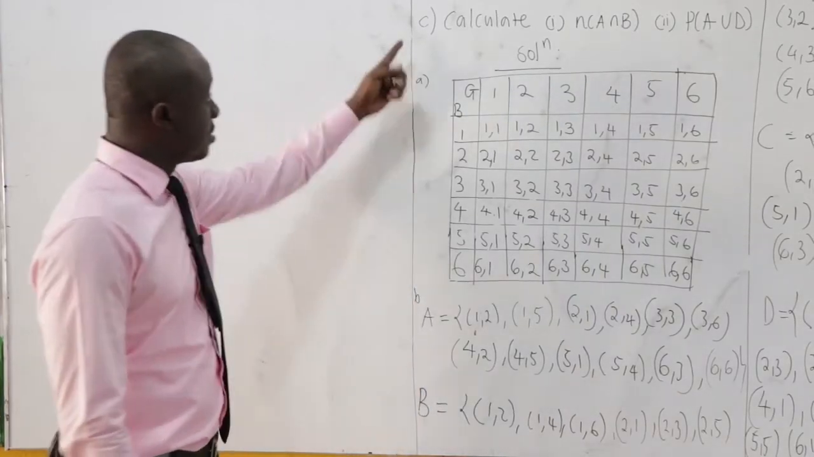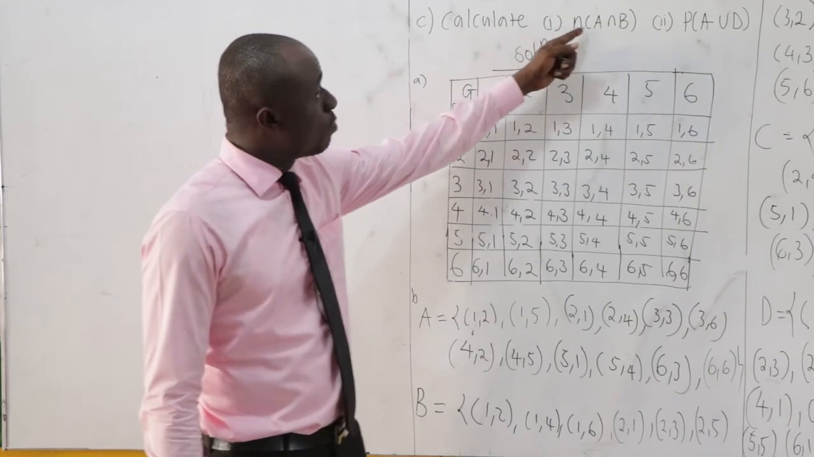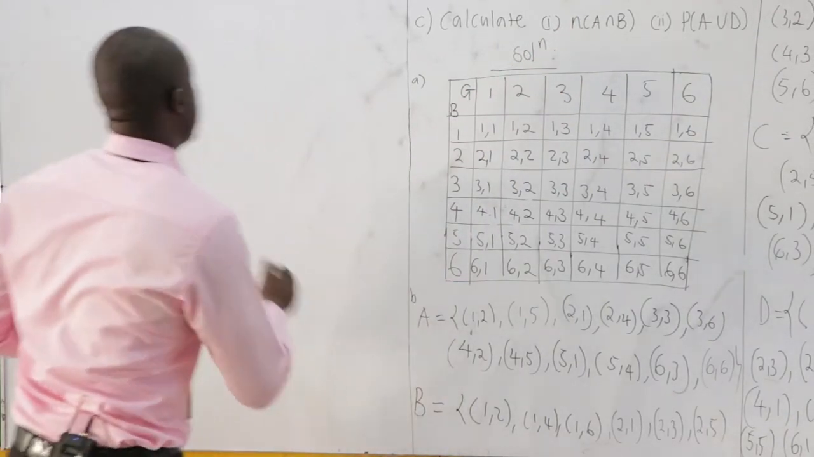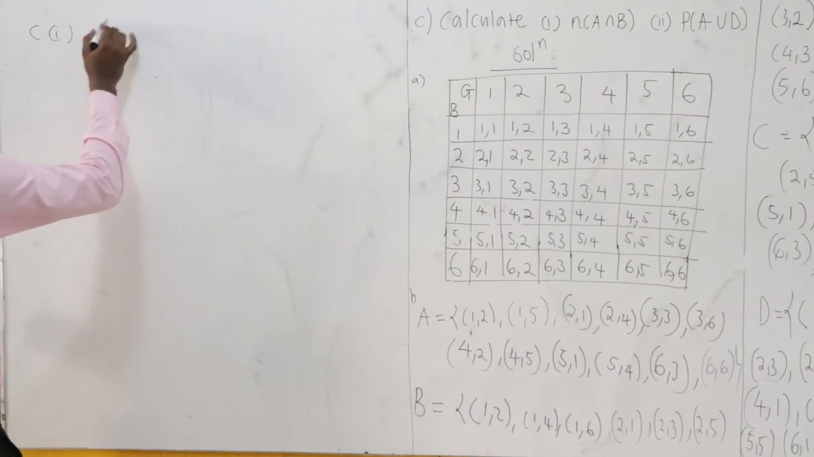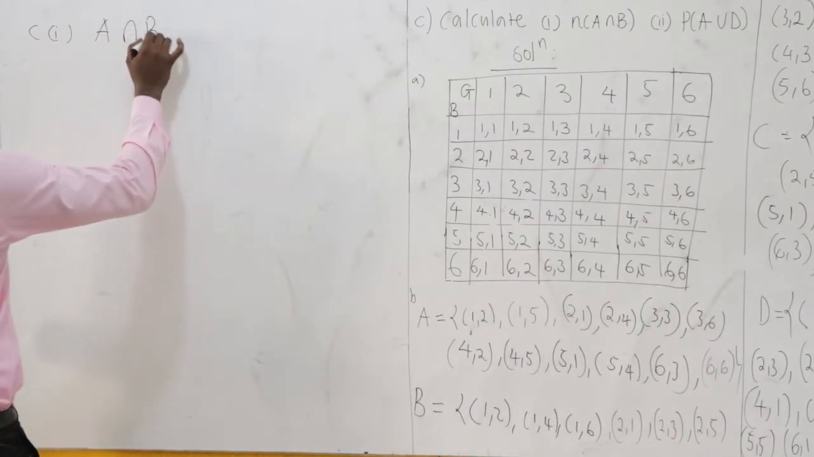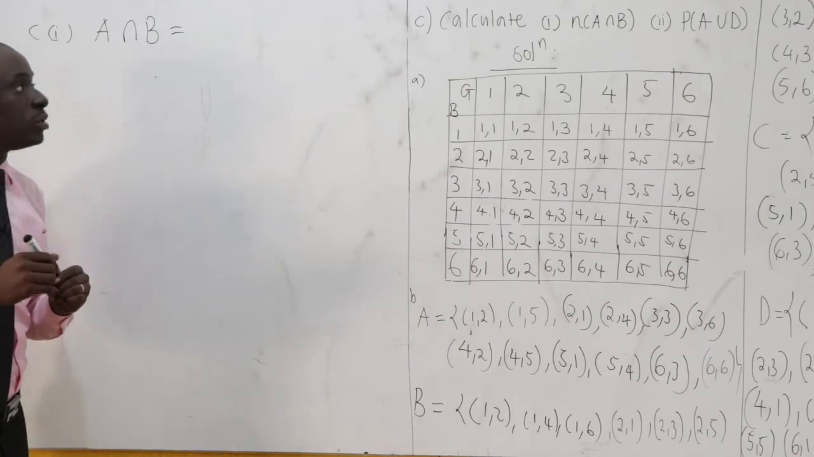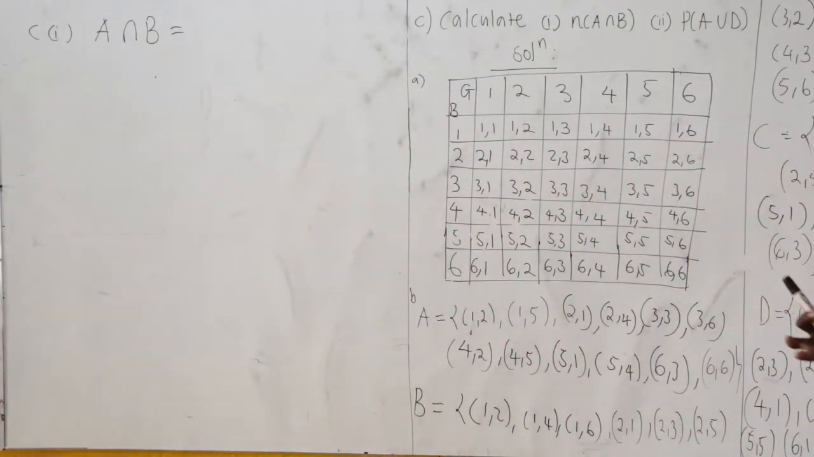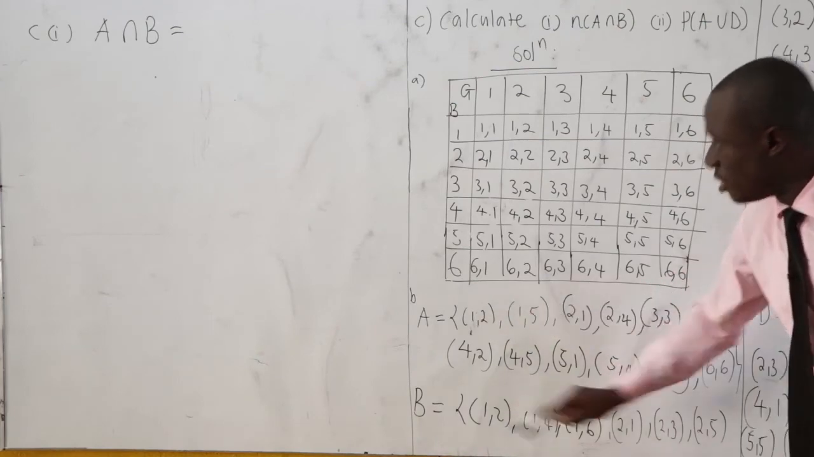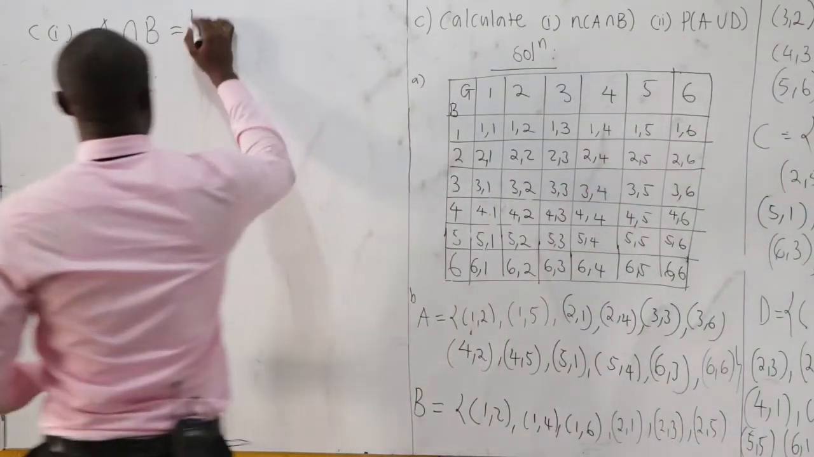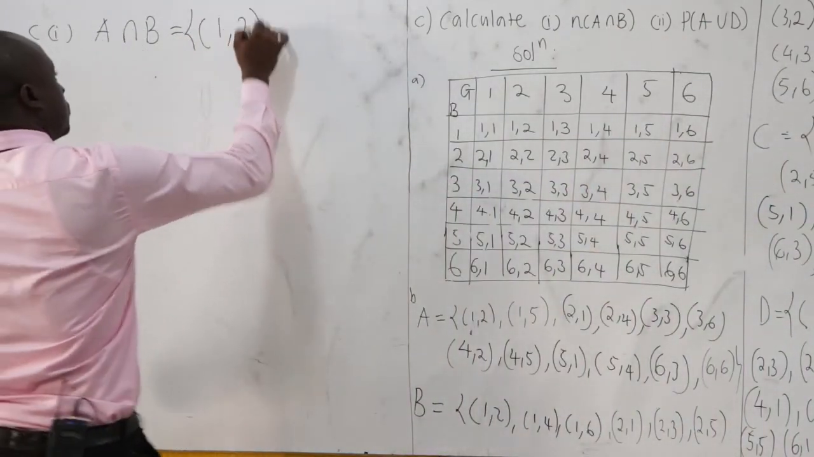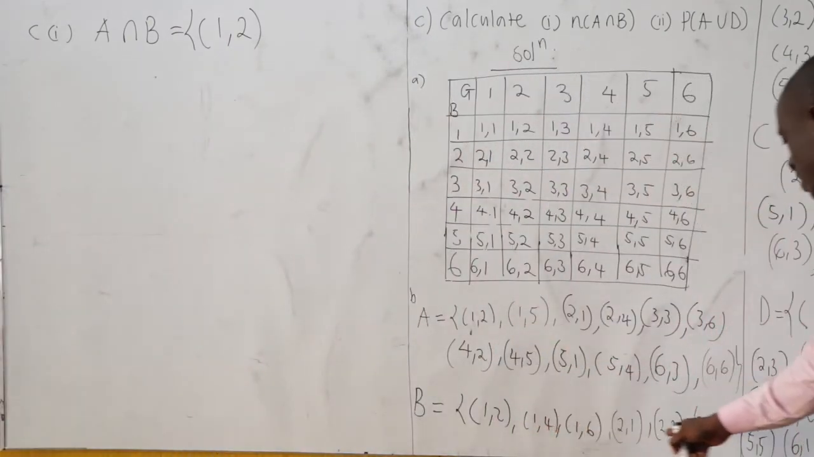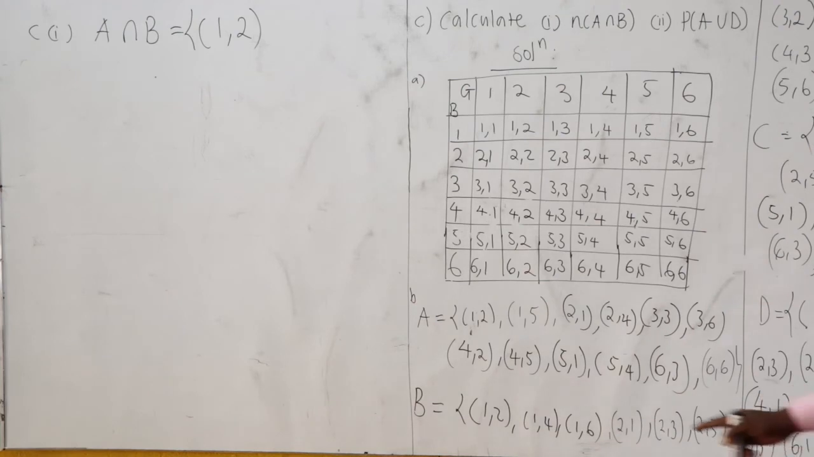Now the C says we should calculate the number of elements in A intersection B. So first, we need to know A intersection B, the elements which are common to both A and B. Common means they are the same. So here we can see 1, 2 here, 1, 2 here. Then 1, 5. Do you have 1, 5 here? No, we don't have 1, 5.